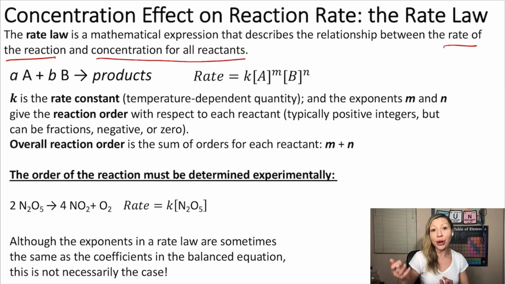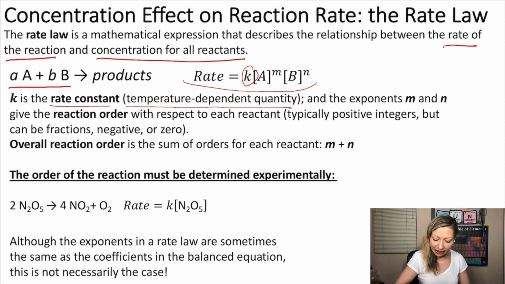If we have a general equation where A and B are the reactants forming some kind of product, the rate law is going to have the following form, where the rate equals k, which is the rate constant, a temperature-dependent quantity, multiplied by the concentration of the reactants A and B on the exponents m and n.